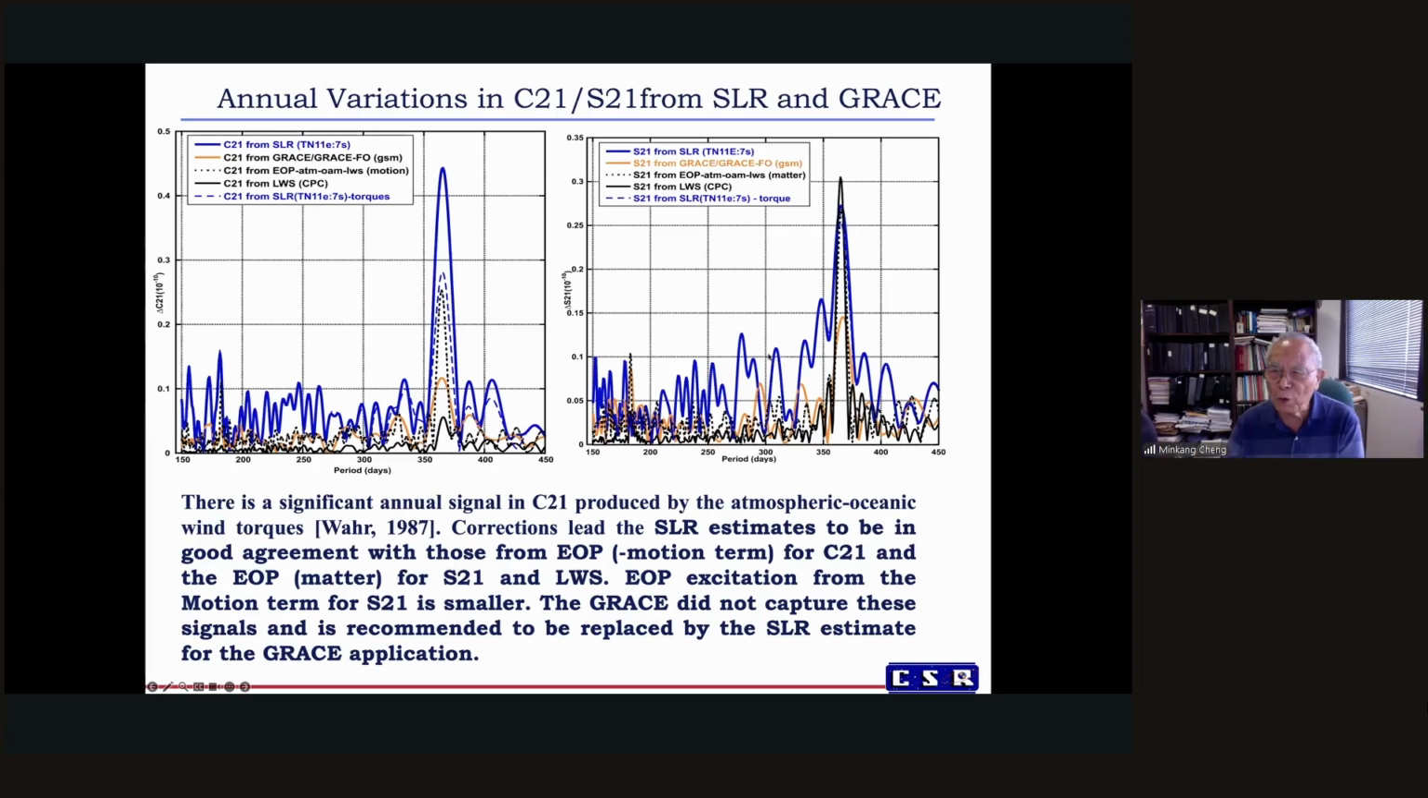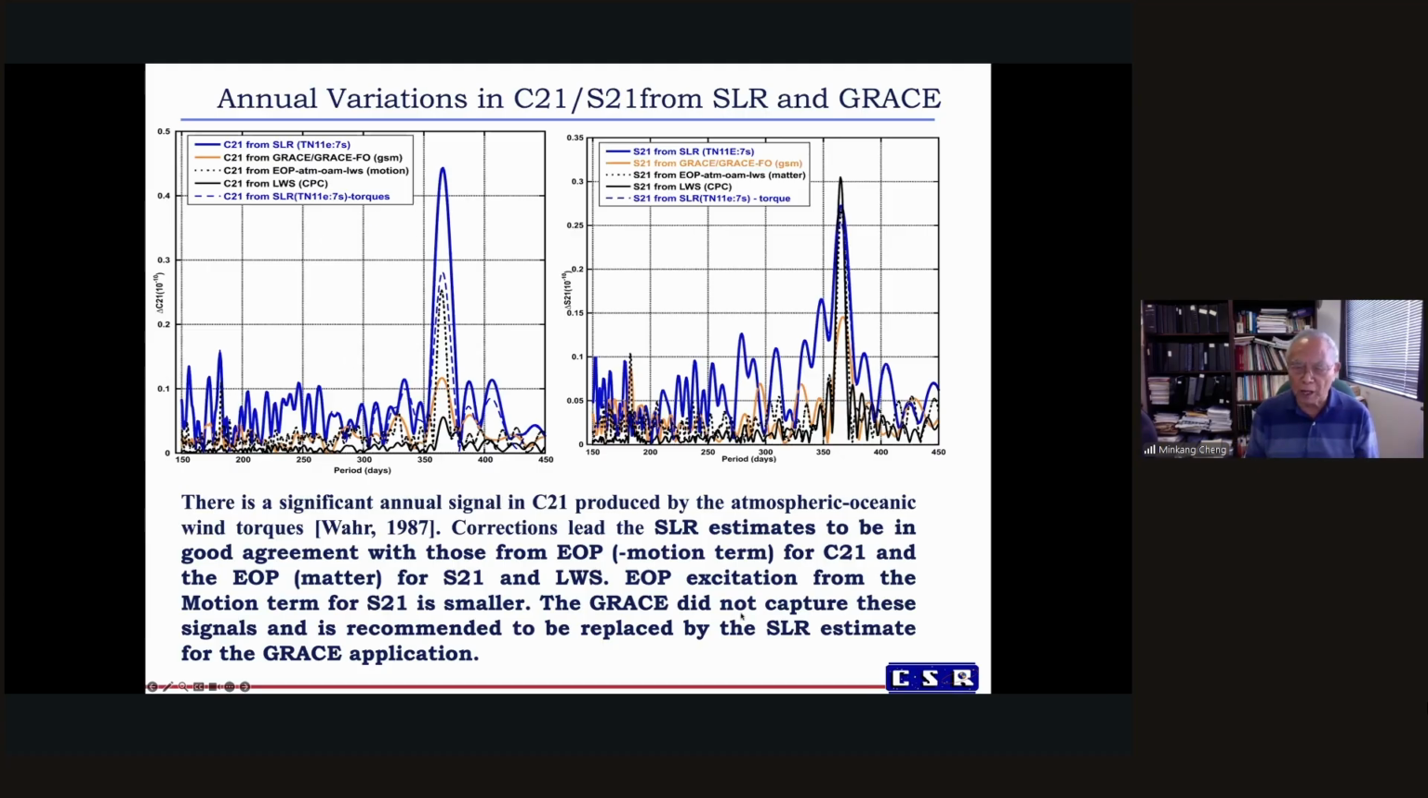Okay, the S21 is most comparable, though still the GRACE is smaller. This annual signal, I'm not sure if SLR captures the ocean or the motion torque of the C21. Of course, the S21 effect is smaller, but GRACE didn't capture this signal. So I'm not sure, I still do not understand this. But now the SLR captures this signal, the torque signal.